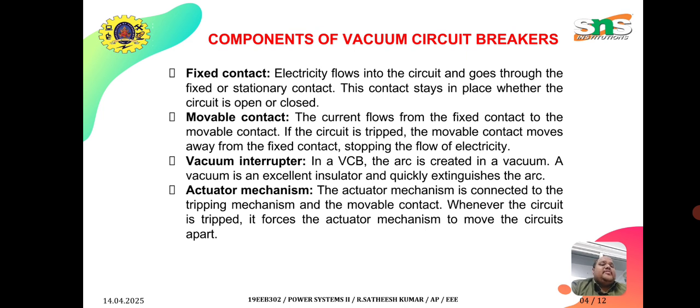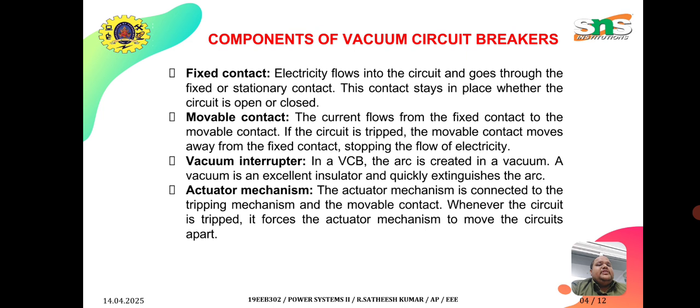These are all the components of the circuit breaker. The components are very simple. One is a fixed contact and another one is a moving contact. As the name implies, one contact will be in the fixed position and the other one will be in the movable position. The next one is the vacuum circuit interrupter, then the actuator mechanism.